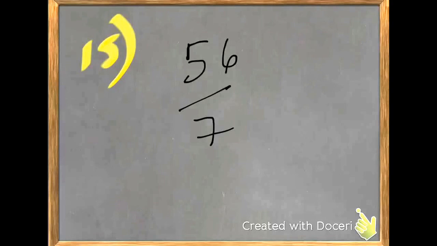Really, it's just 56 divided by 7. Oops. 56 divided by 7 is 8. 8 times 7 is 56.